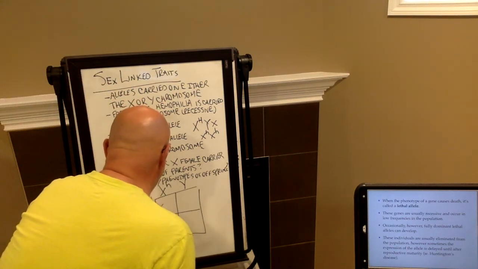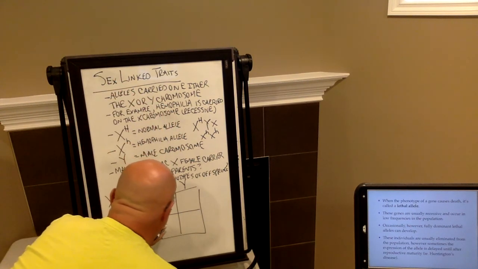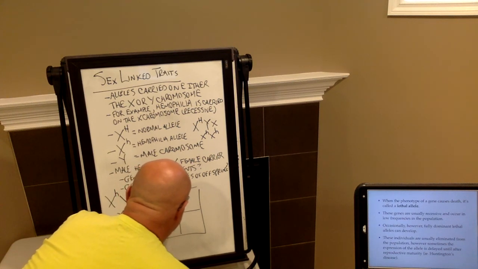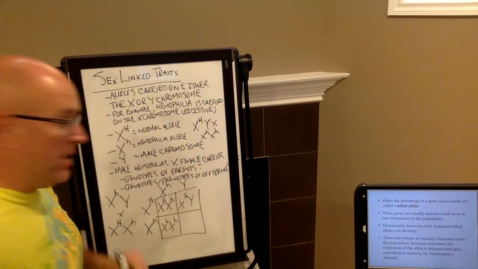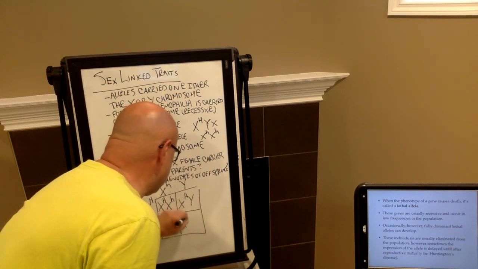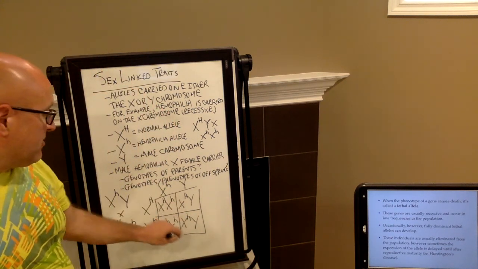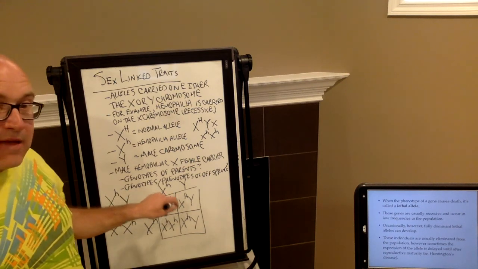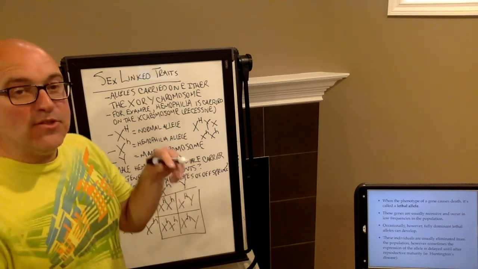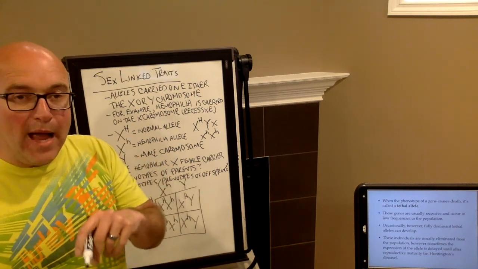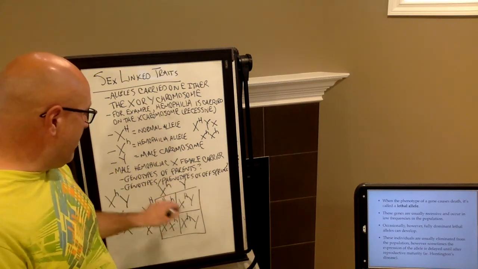So I'm going to have one offspring that's going to be X capital H X little h. I've got X little h X little h. I've got X capital H Y, pardon me, X capital H X Y, no, I mean X capital H Y, and then I've got X little h Y. So those are my genotypes. These are the genotypes in the question: X capital H X little h, X little h X little h, X capital H Y, and X little h Y. Those last two would be my two males. So here's my female, female, male, male.